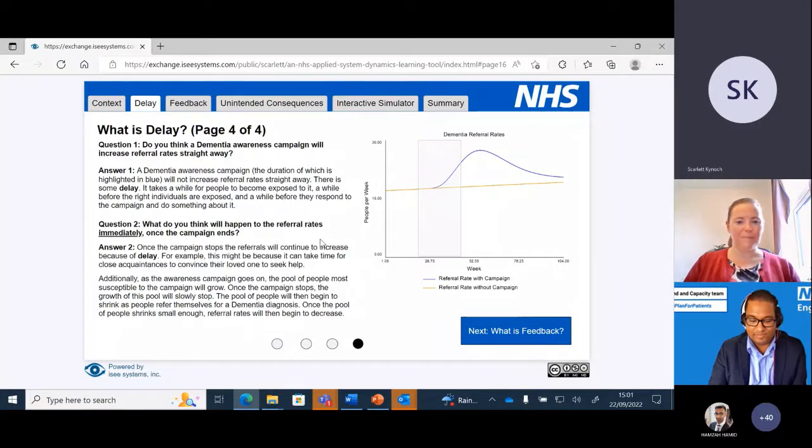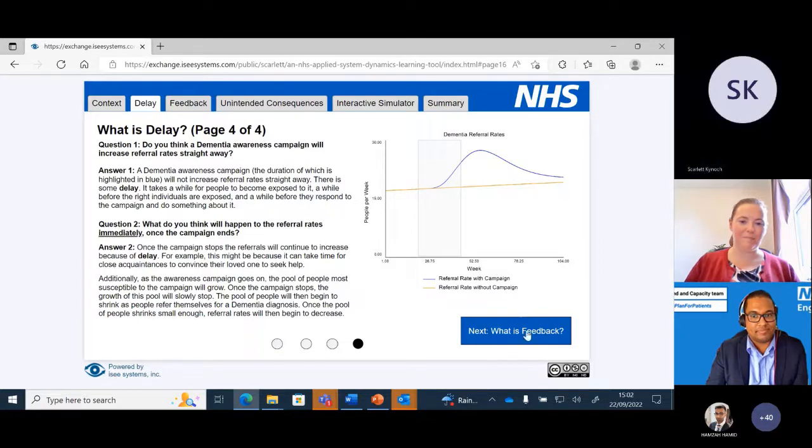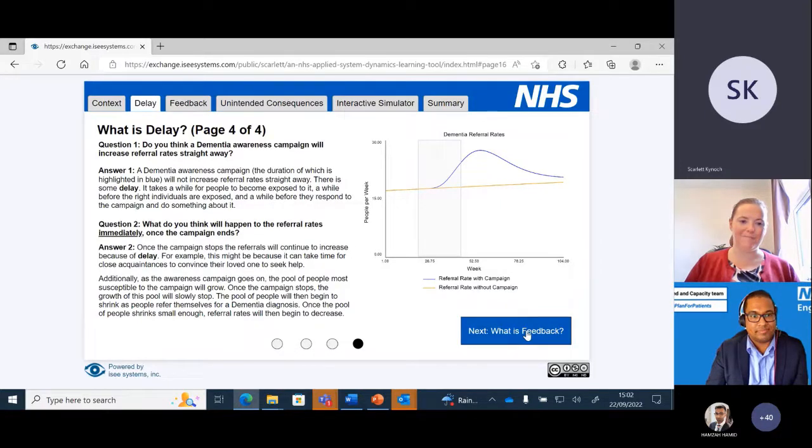Additionally, as an awareness campaign goes on, the pool of people that are most susceptible to the campaign will grow. But once the campaign stops, the growth of this pool will slowly stop, and the pool of people will then begin to shrink as people refer themselves for a dementia diagnosis. So once the pool shrinks small enough, referral rates will begin to decrease. So you end up with an increase and then a collapse, returning relatively to normal levels. Right, so that is the concept of delay.